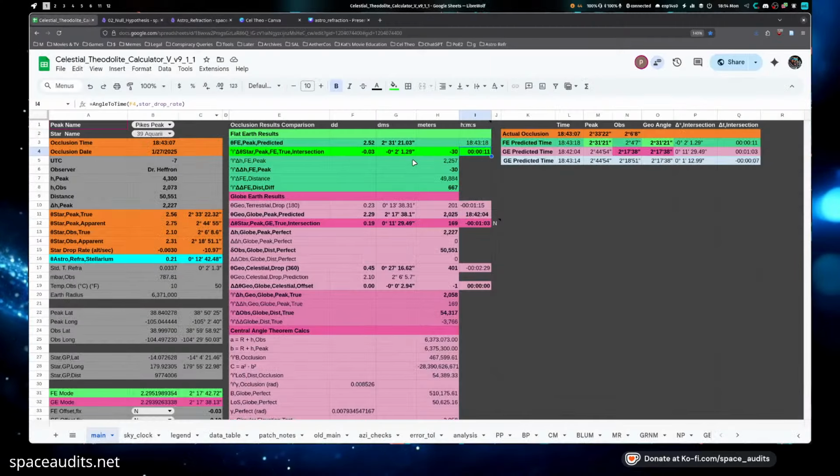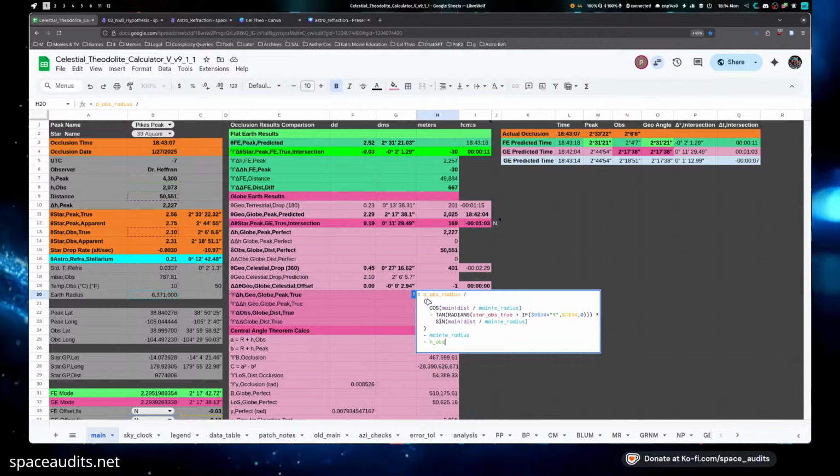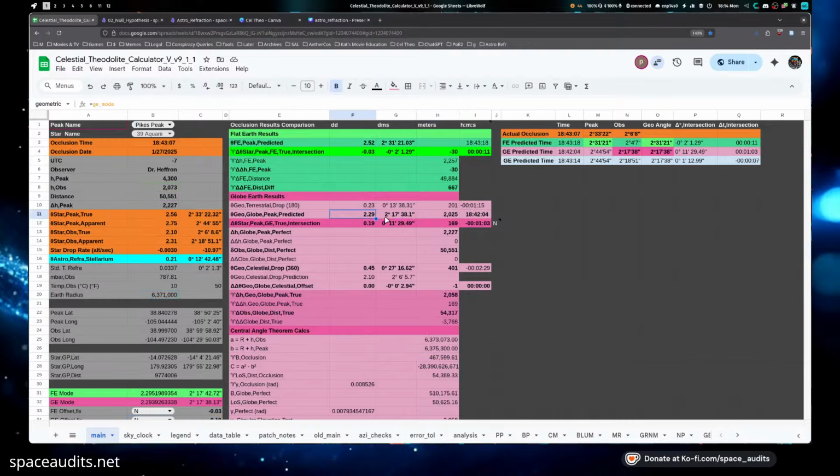Okay. Now for the globe, down here highlighted in the darker pink is where we do the exact same thing. We derive elevations and distances based off of occlusion timing. So to show the formula here, we have distance times the tangent of the occlusion angle. And this is just where the star was at the time with respect to the peak for us, for flat Earth. And then for the globe, we take the intersection angle of their predicted geometric elevation for the mountain there.